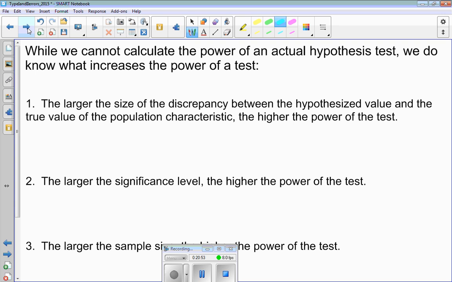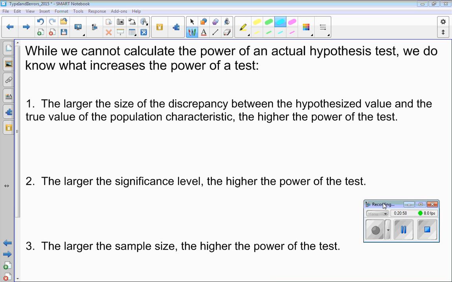Let's see. Okay. So these three things kind of back up what I just basically said. Sometimes we can't actually calculate a power unless we know the probability of a type 2 error. But there are three things that will increase the power of the test. These are probably things you should write down. Okay? So isn't the power of the test what we want to happen? It's when we reject a false null. Okay? That's the power of the test.